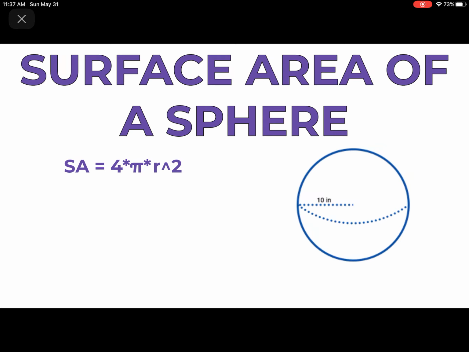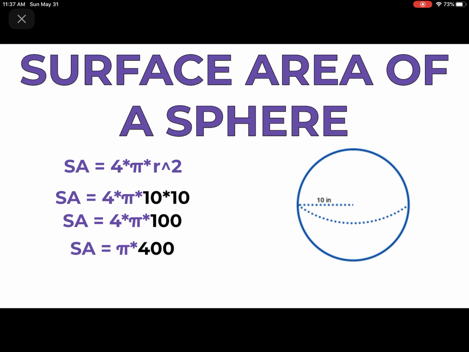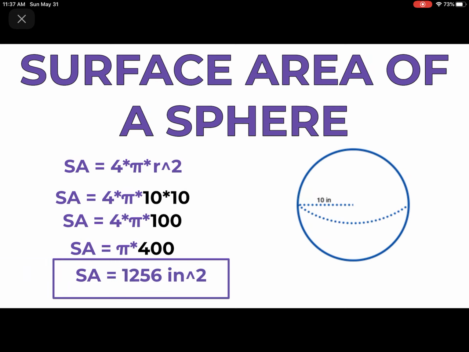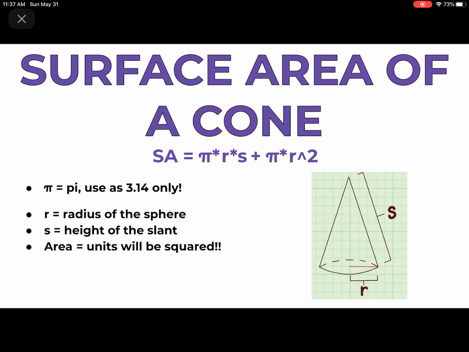Next one, our radius is 10 inches, so I'm plugging in 10 times 10. I get 4 pi times 100. I get 400 pi. And I get 1,256 inches squared. There's no need for decimals because we're only using 3.14. All right, so those are all of my surface area of a sphere.